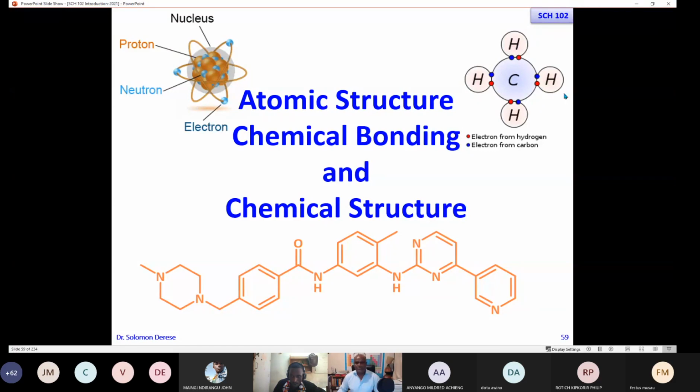So we'll have a review about chemical bonding. And then as we finish this section, we'll learn about chemical structure, how to draw the structure of molecules, just like the way the structure of Gleevec is drawn in here. So we'll learn about atomic structure, chemical bonding, and chemical structure.